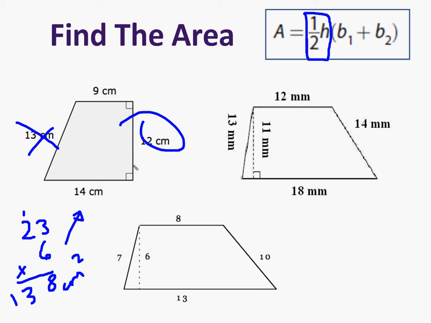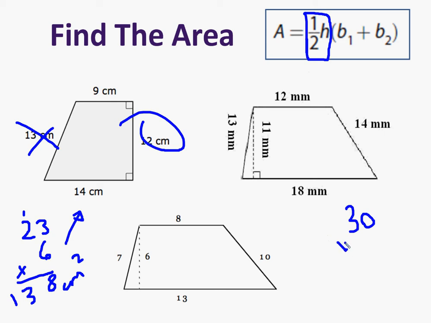So I could also just add, say it's 23 times 12, and then divide that in half, but that's a lot more work than just dividing the height in half. You'll get the same answer either way. So this one, there's a lot of numbers here, but I just want to look at the two bases here. 12 plus 18 would be 30 millimeters. And then the height is 11 millimeters.